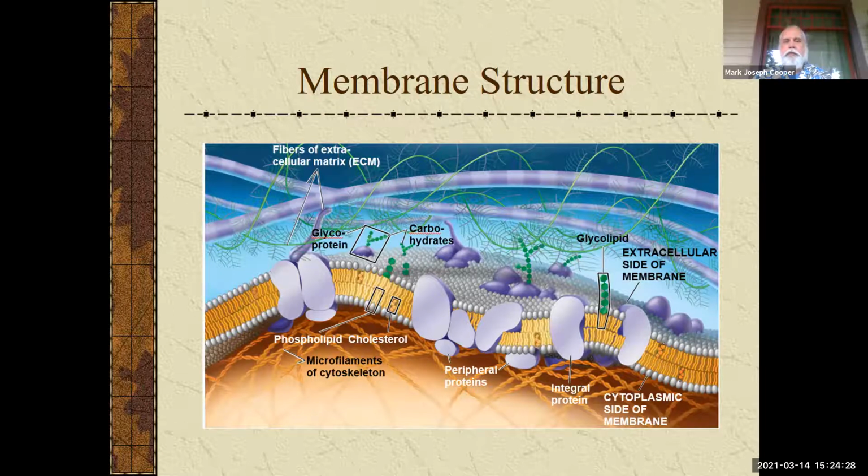But anyway, what we're looking at here are carbohydrates, and they have a function. And then the last one, which is kind of hard to see on this picture, but they're kind of stuffed in here, would be the cholesterol. So those are the 4 major components of a membrane.